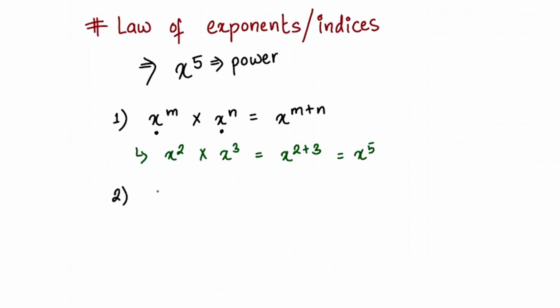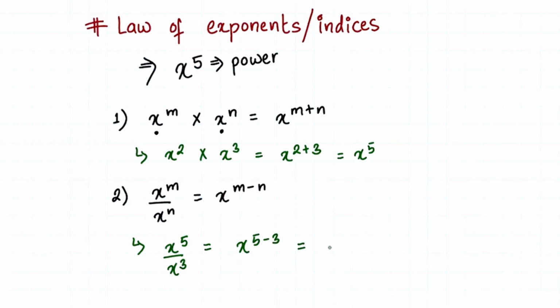Now our second law is, if you have something like x to the power m divided by x to the power n, then the power gets subtracted, okay? So we'll get x to the power m minus n. For example, if we had something like x to the power 5 divided by x to the power 3, then this is going to be equal to x to the power 5 minus 3 because it's divide, okay? So we subtract the power and we get x to the power 2 as our answer. And that's our second law.